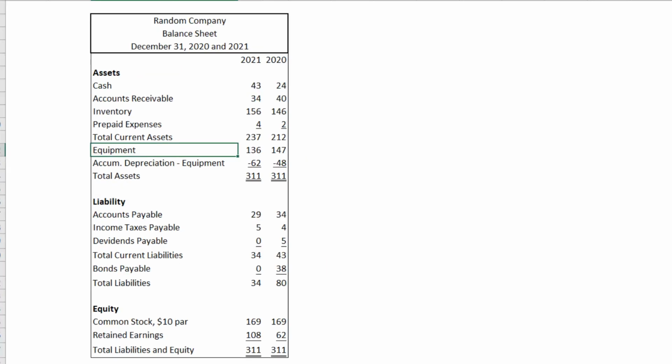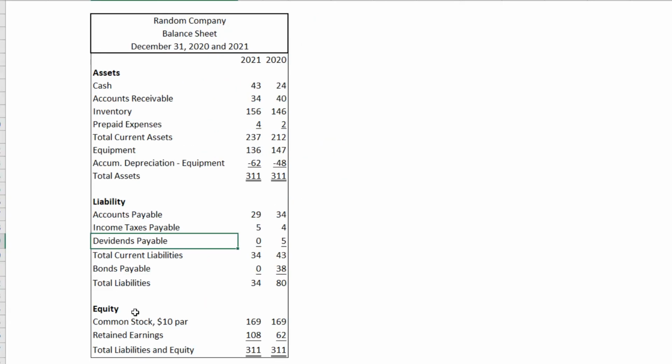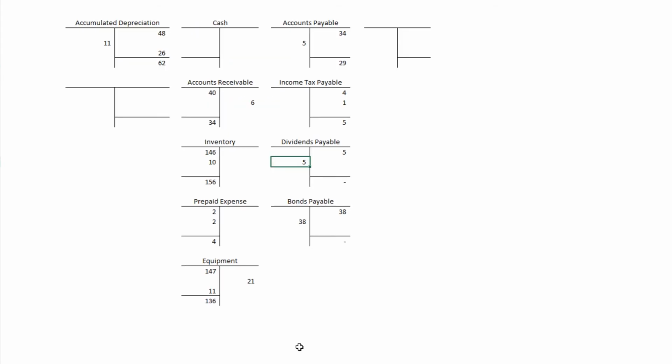And then we have the next level, which is, remember the dividends payable? Now we're going to deal with that. So you have the dividends payable, which starts off at 5 and ends at 0, and so that's going to be dealt with. But if you just take that number, that's wrong. The reason why is because retained earnings is also related to dividends. So the balance of retained earnings is affected by dividend declarations and net income. And so we have to do that part.